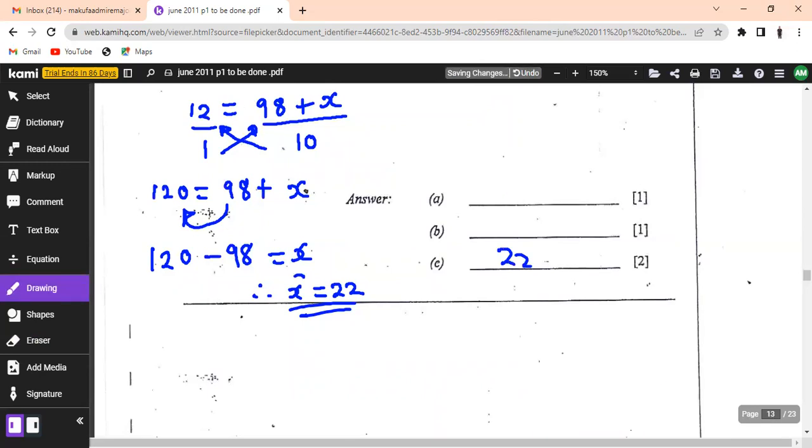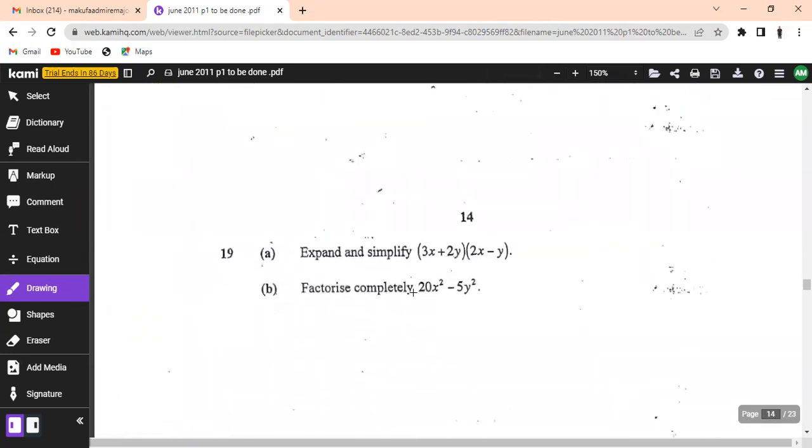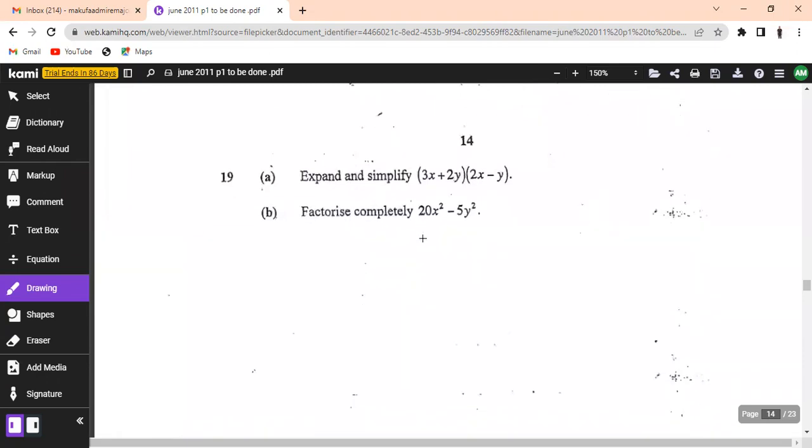We are just introducing it so that it can help us to calculate. But when you are writing the final answer, don't indicate that X is 22. Just write your answer, which is 22. Okay, we said 22. Okay, that's it. Factorize. Okay, expand. So this one is to expand.